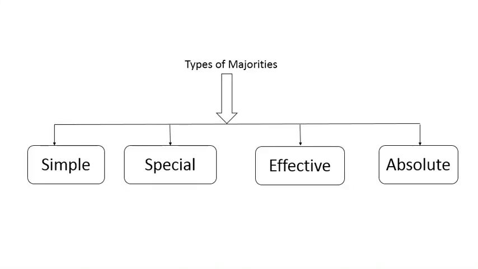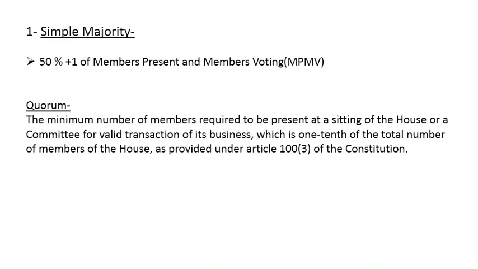So basically there are four types of majorities: simple majority, special majority, effective majority and absolute majority. So the first one is simple majority. It demands 50% plus 1 of members present and members voting to pass a bill or act.